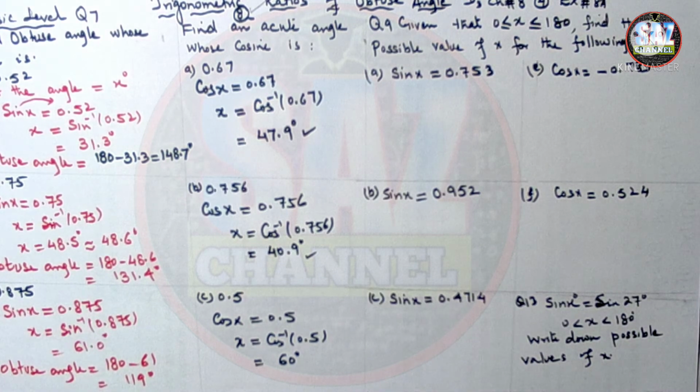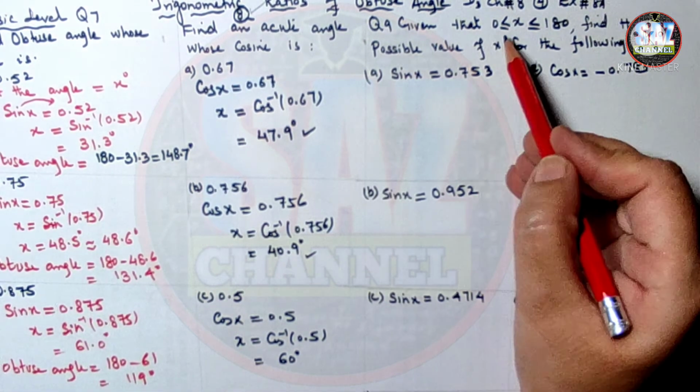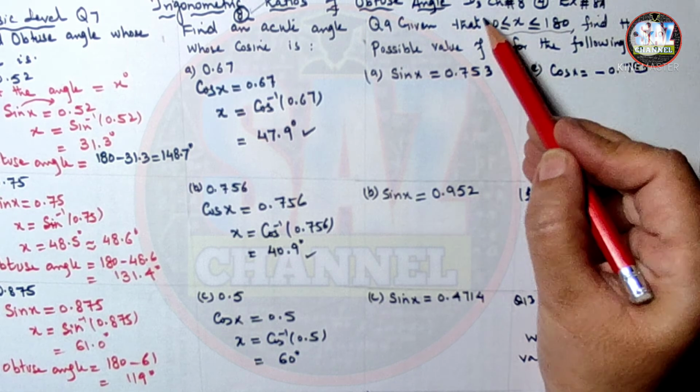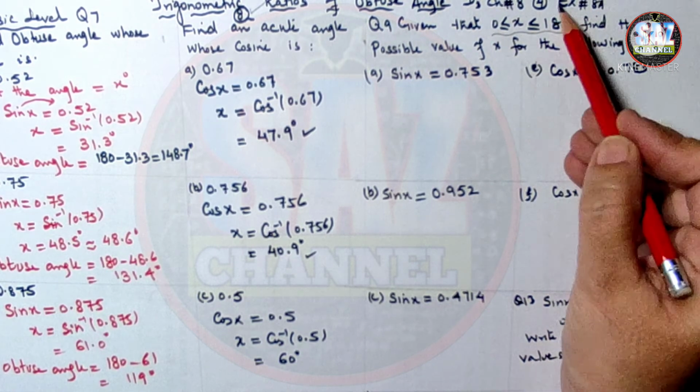Okay, now let's discuss the question and first try to understand the question. That question says that x lies between 0 and 180 degrees. It's important to understand this symbol and notation.